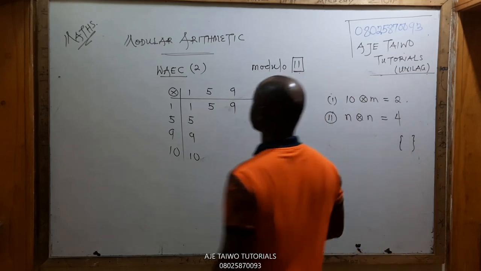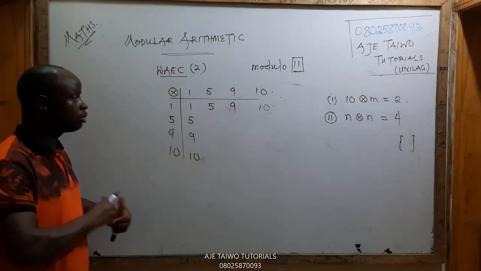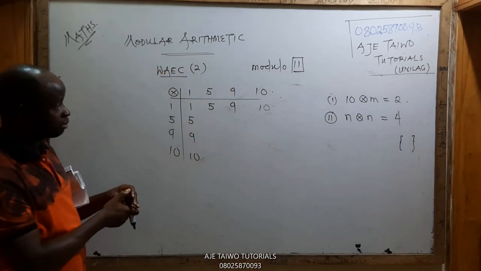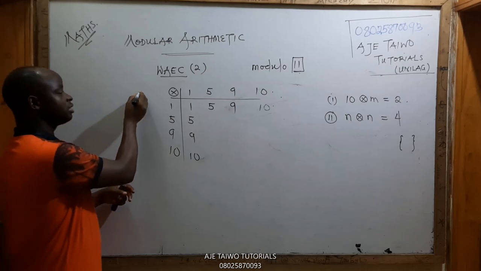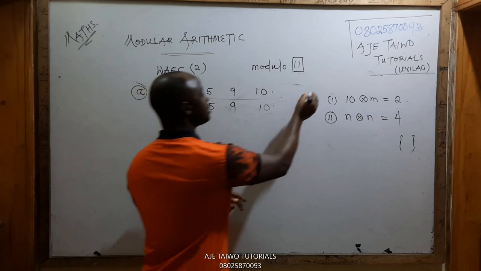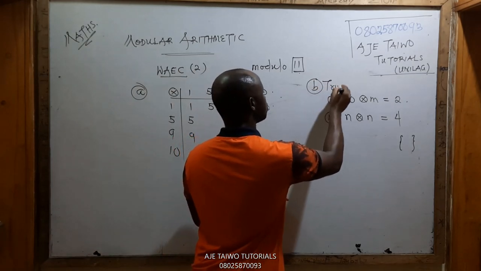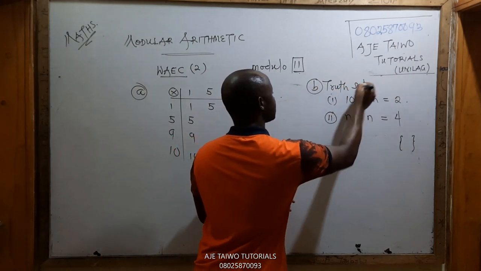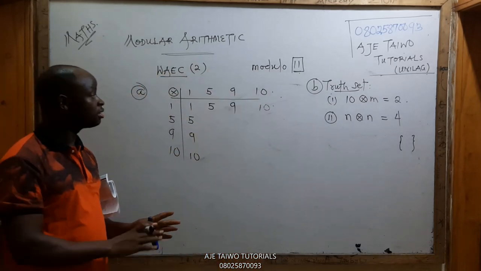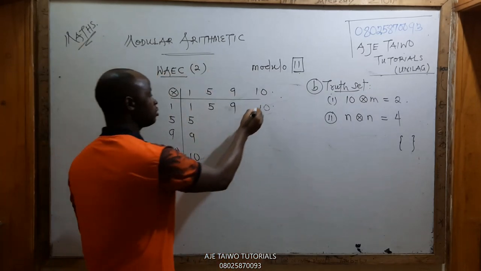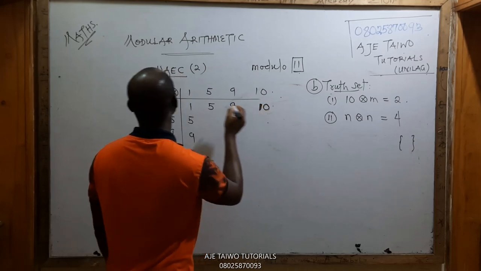Okay? Now, let's go. So what do you have here? Look at the board, please. Question 1 says you should copy and complete this. That's A. B says you find the truth set of this. We don't need to do any story on this. It's a direct topic. There's nothing to do on it. It's just like number base. So this is modulo what?